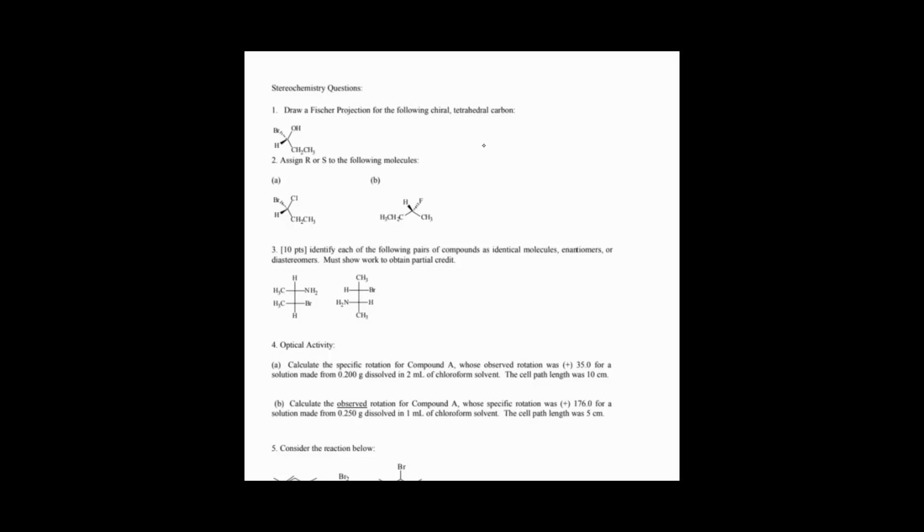For this stereochemistry review, we will start by drawing a Fischer projection of this chiral tetrahedral carbon. When you draw a Fischer projection, the idea is to rotate the molecule so that you can make a backbone, and then the horizontal pieces will be coming out towards you. For a lot of students, this is easier to do with the model kit. But what I'm going to do is take this OH and put it at the top, and take this ethyl group and put it at the bottom.